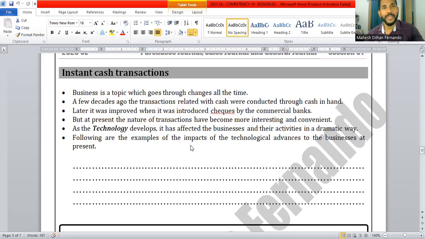Some students' answers came as the Companies Act, Companies Act number 7 of 2007. But that is not it. How to register a sole proprietorship? Business Names Registration Ordinance number 6 of 1980. That is the answer. Very few students have written that.